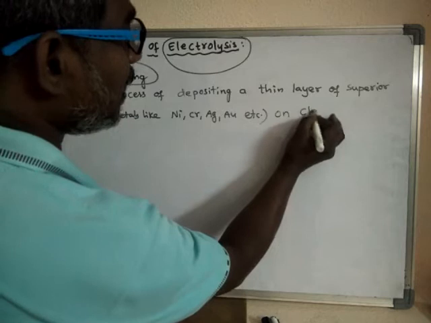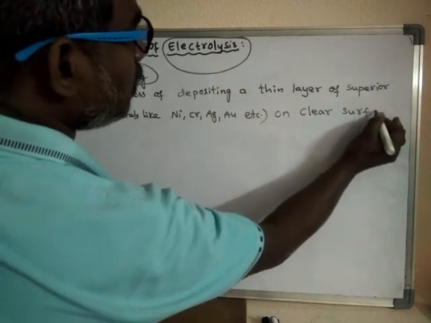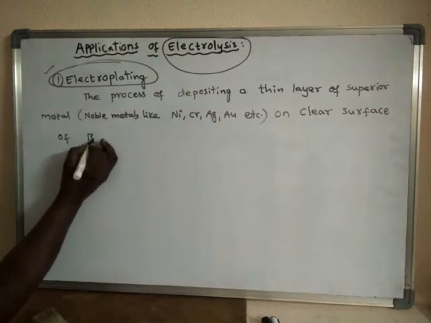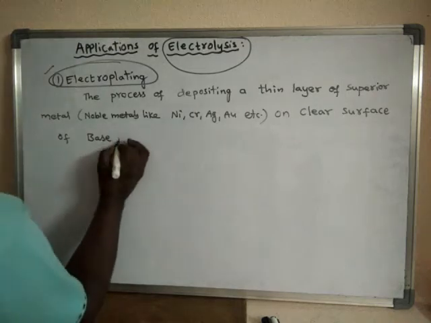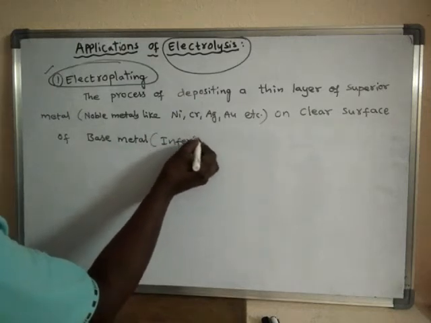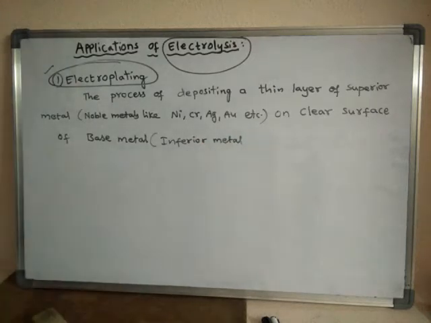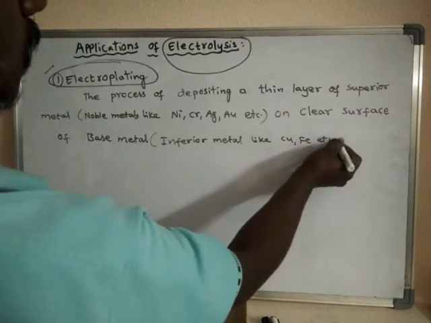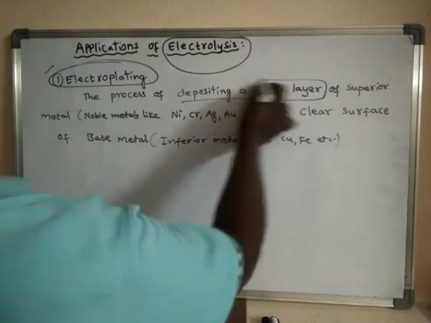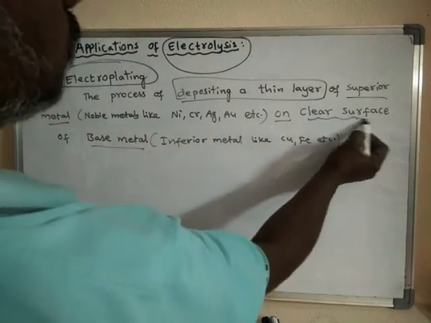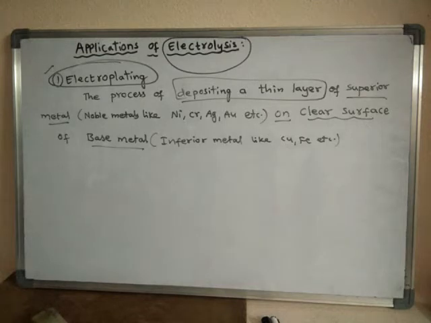on the clean surface of base metals. Base metal means inferior metal, that means cheap quality metals like copper, iron, etc. Such a process of depositing a thin layer of superior metal on the clean surface of base metal is called electroplating. Why should we do electroplating?